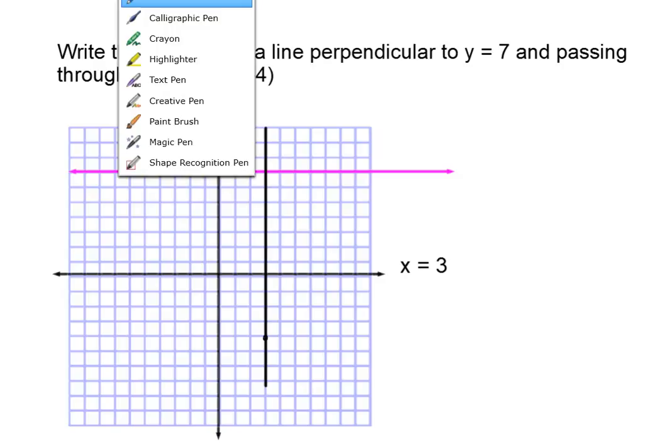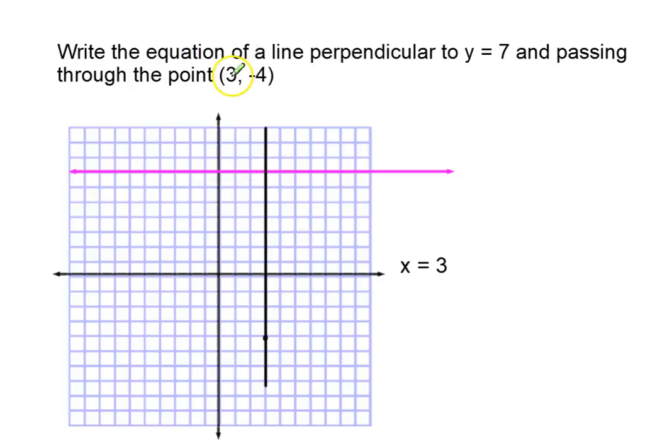And we can see, let's grab our highlighter again, that the x for the point is the same as the x for our line. We know that y equals lines are always horizontal, and our x equals lines are always vertical. And we know that they need to meet at a right angle. So if you want a line that's perpendicular to a horizontal line, it's going to be a vertical line. All right, that's it.